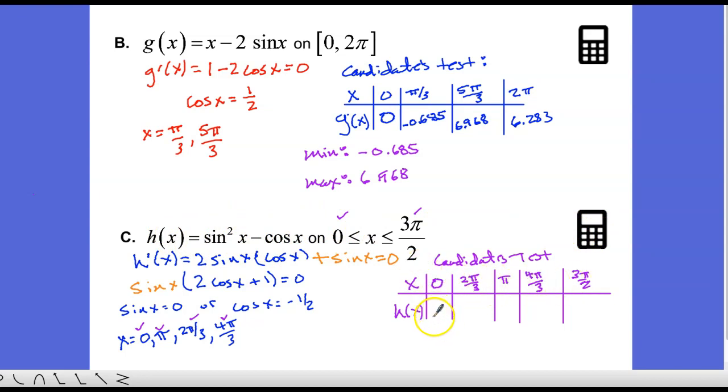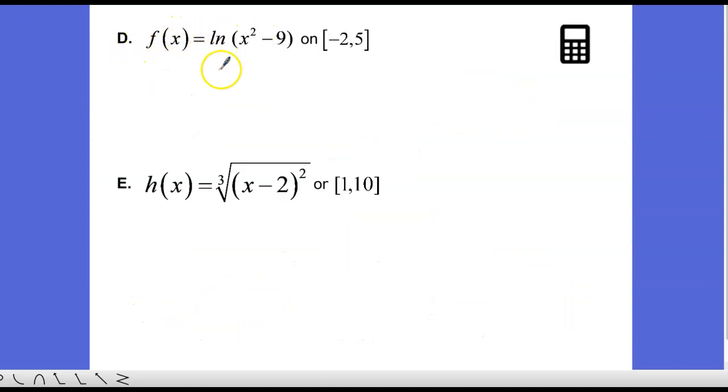So 0 goes into this original function, and we get back out -1. 2 pi over 3 gives us 1.25. Pi is 1. 4 pi over 3 is 1.25. And 3 pi over 2 is 1. So our minimum value is -1, and our maximum value is 1.25. In part D, we have another composite function.